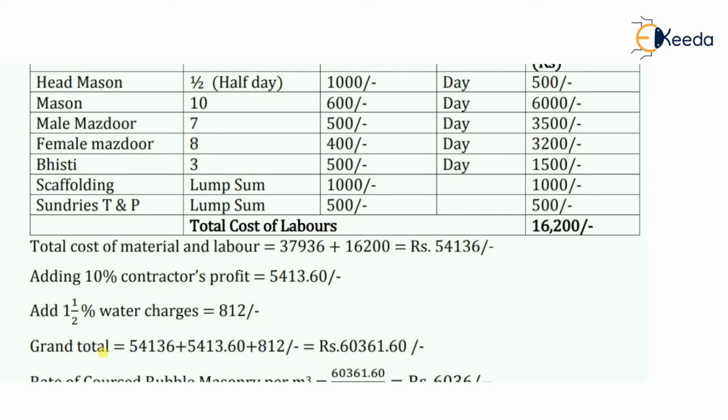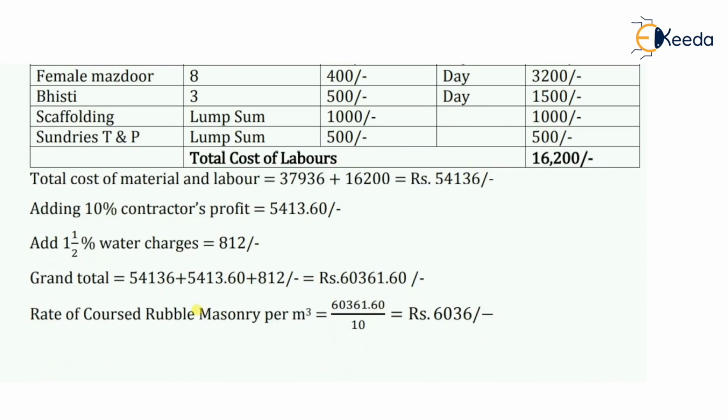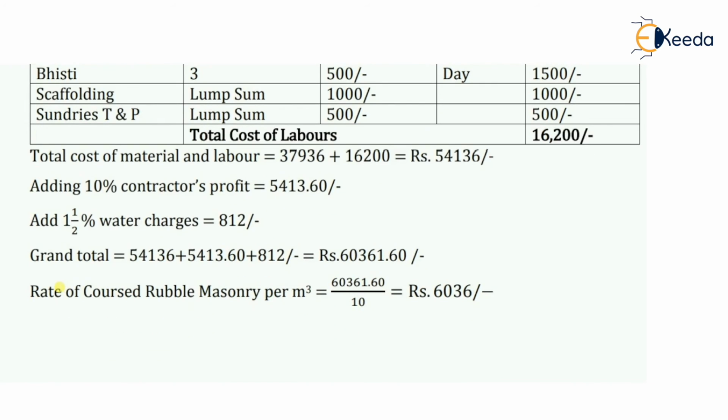Now let's add all this together to get our grand total for 10 meter cube of work. So it will be this 54,136 rupees plus 5,413 rupees 60 paisa plus 812 rupees, which comes as a grand total of 60,361 rupees 60 paisa. This is the total amount which will be required for 10 meter cube of coarse rubble masonry work. But we want this value per meter cube, meaning we want the rate per meter cube of work.